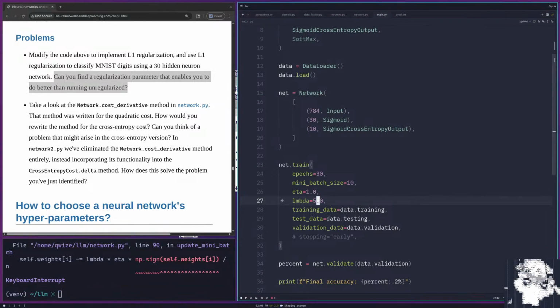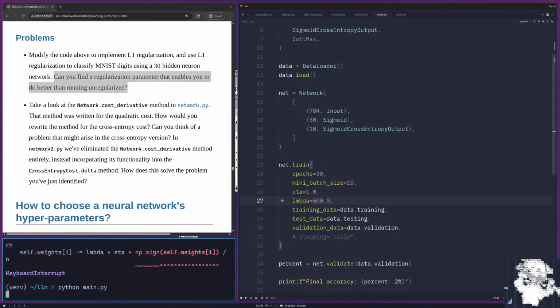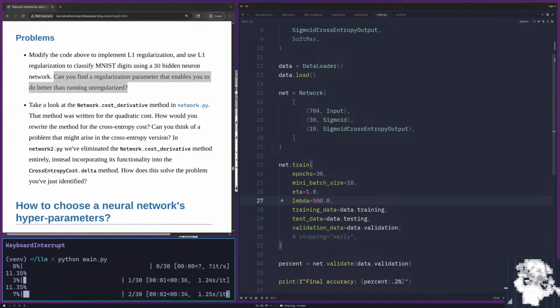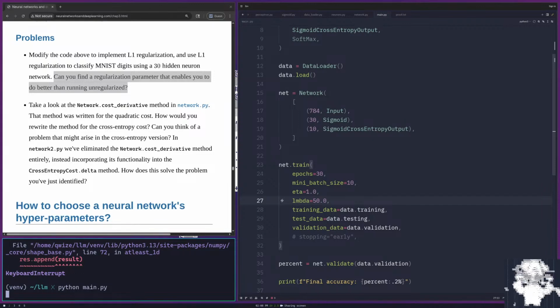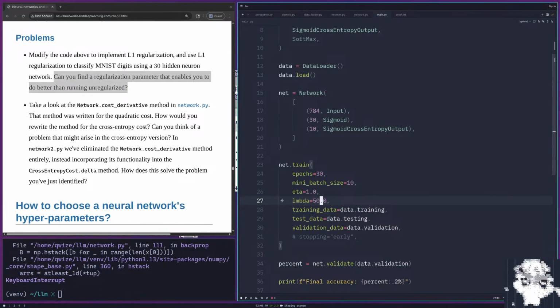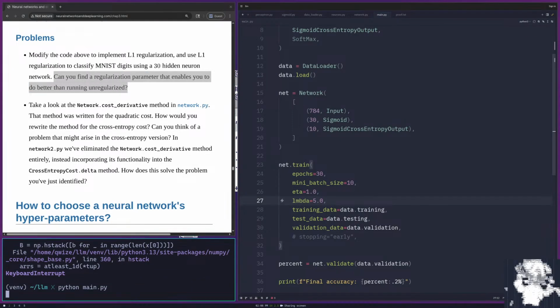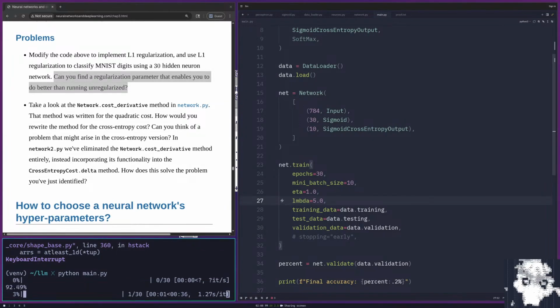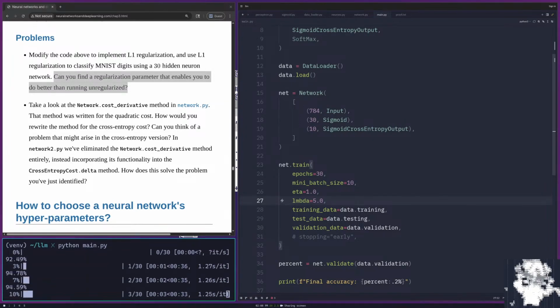Yeah, it was so much more obvious before we had the weights initialized. What if it's like 500? Can we get it to at least be harmful? Yeah, that's harmful. 500 is harmful. And between 5 and 0, it's hard to tell if it's doing anything helpful or harmful.